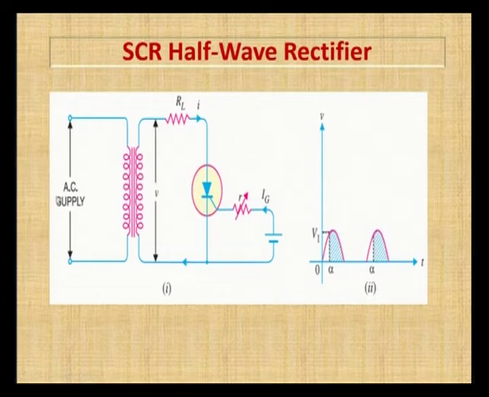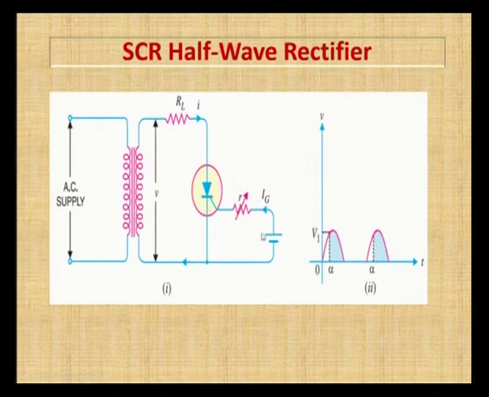The AC supply that we are going to rectify is fed across the primary of the transformer, and the secondary is fed to the load. This is the load where the secondary voltage will conduct, and this load is connected in series with the SCR. The SCR has a variable resistance R in the gate circuit. This is the gate circuit, and this is the voltage that we give to the gate input.